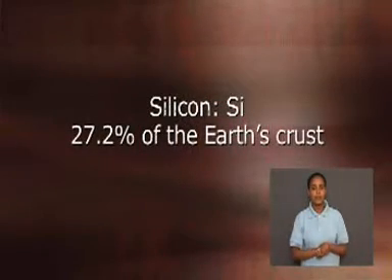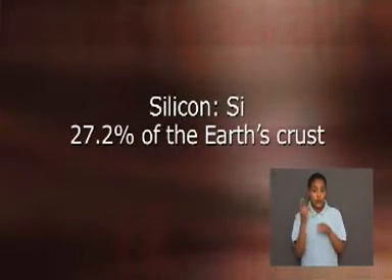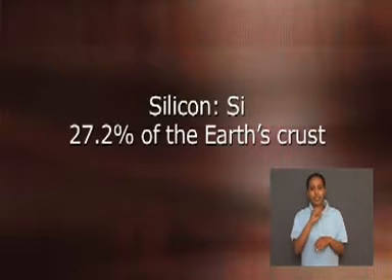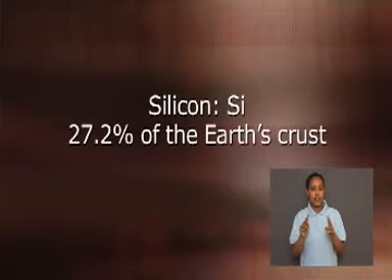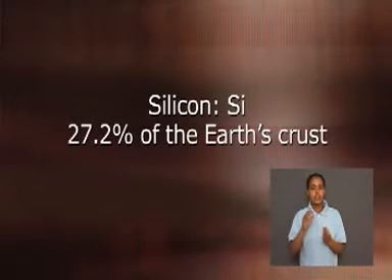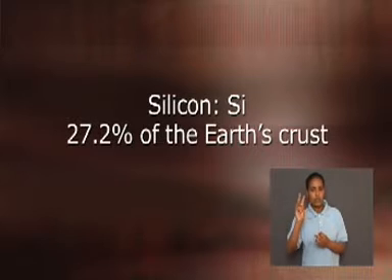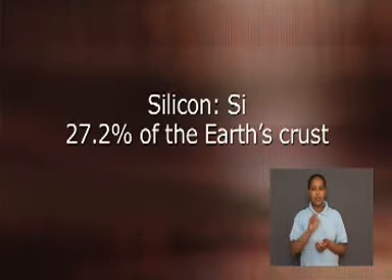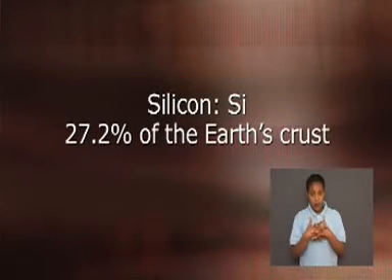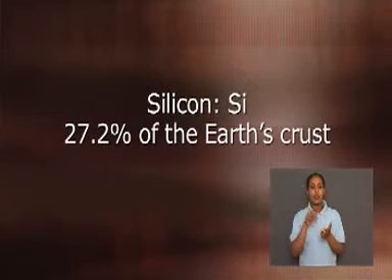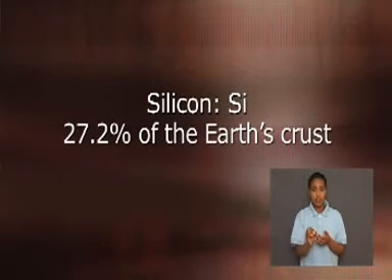Silicon, although very common, rarely occurs as a pure, free element in nature. It is most often found in dusts and sands as various forms of silicon dioxide or silicates. Silicon makes up about 27.2% of the Earth's crust.